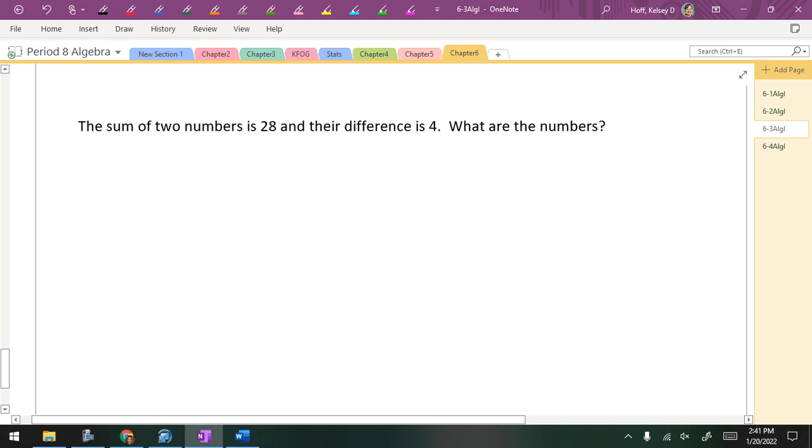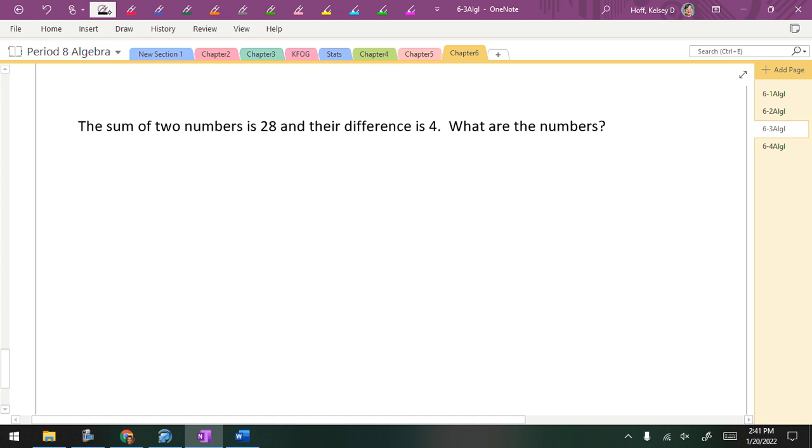The sum of two numbers is 28, and their difference is 4. I can add them if you want. All right, okay. The sum of two numbers is 28, and their difference is 4. What are the numbers? Do not guess and check. I do that way too much. Okay, there are two things you don't know in this problem. What are they? The numbers.